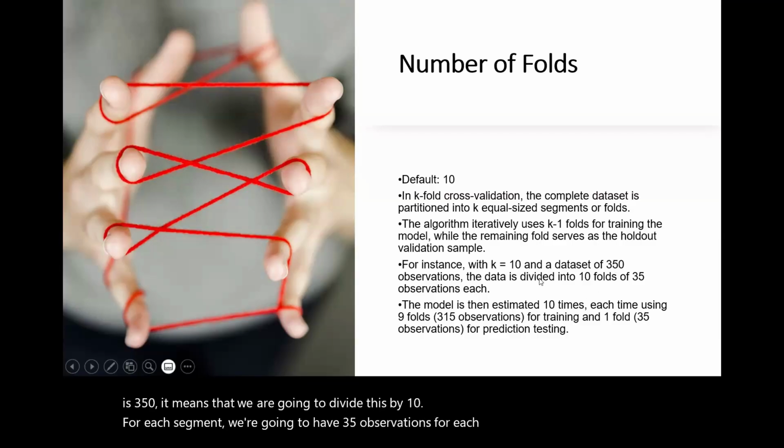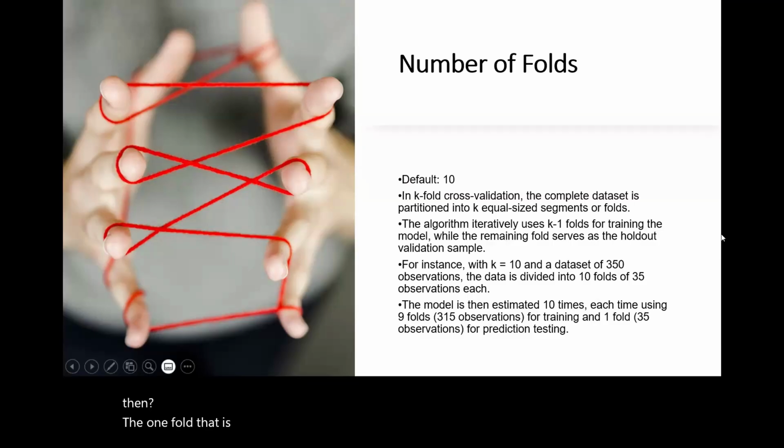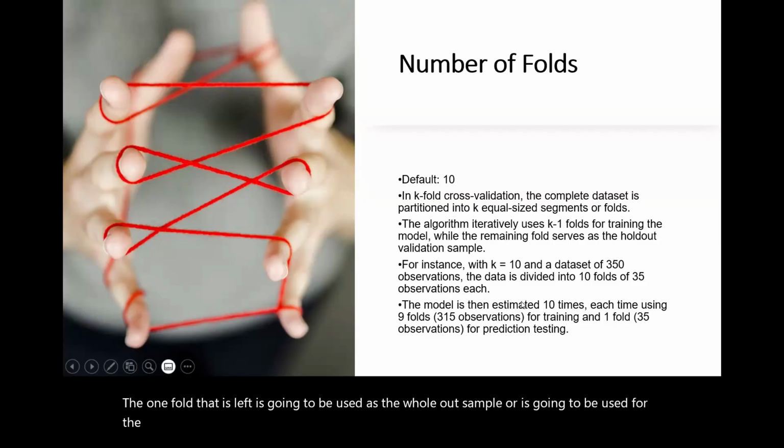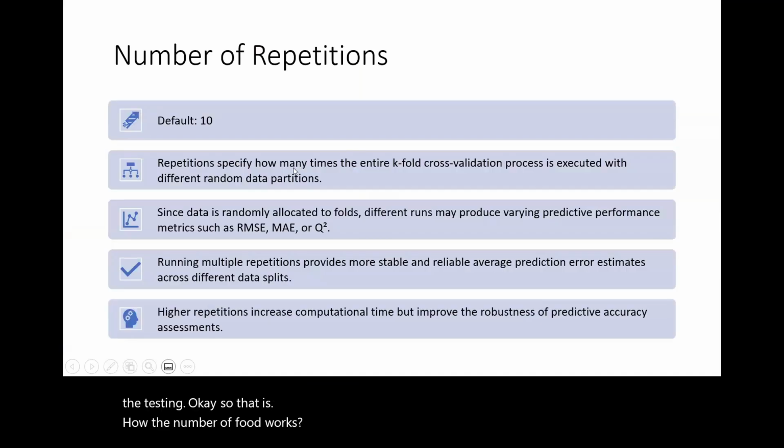So out of this, 9 times 35, that is 315 of these samples, are going to be used for the training. And then the 1 fold that is left is going to be used as the holdout sample, for the testing. So that is how the number of folds works. The same way the repetition, as we have seen from this PLSM, default is also 10.